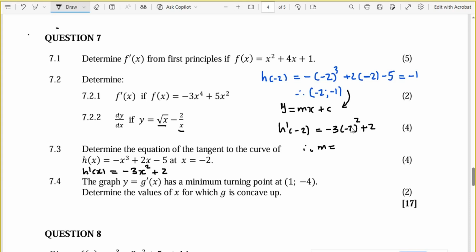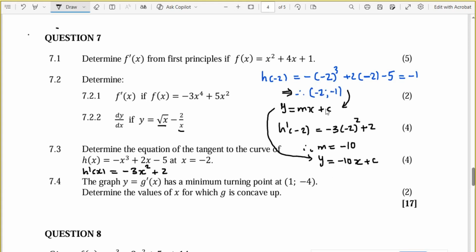It's minus 3, which is 4, and then 4 times 3, that's minus 12, plus 2, that's negative 10. That is the gradient. Right? So from this equation, I'm going to substitute in my gradient: y is equal to minus 10x plus c. Then use this point. I think you understand why we had to calculate the point of contact.